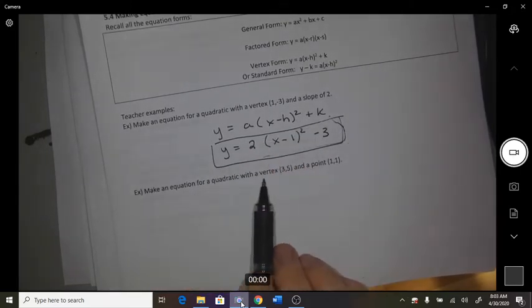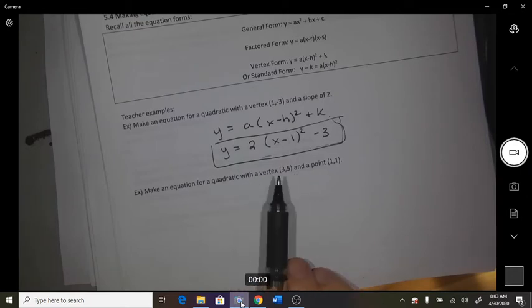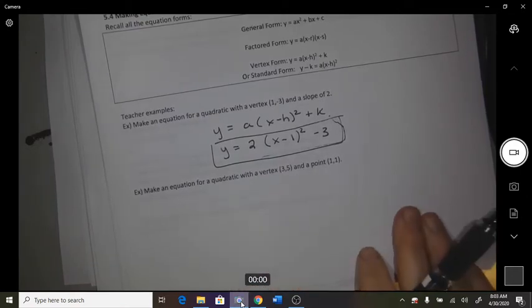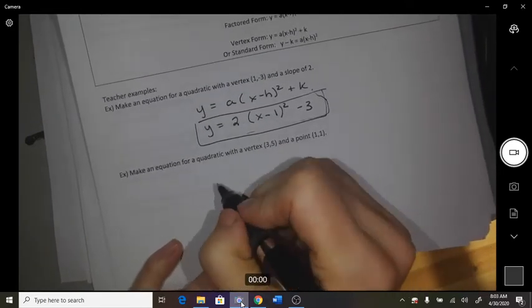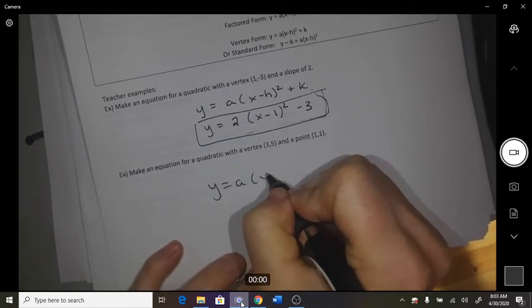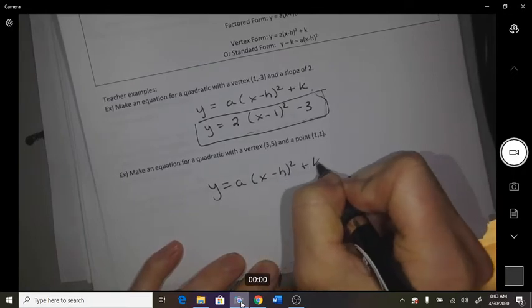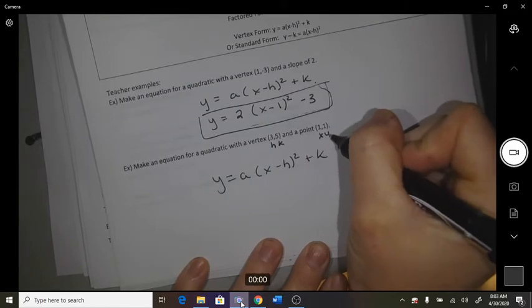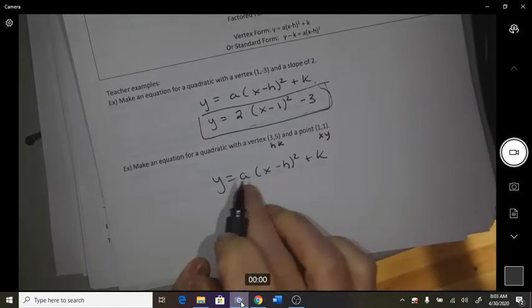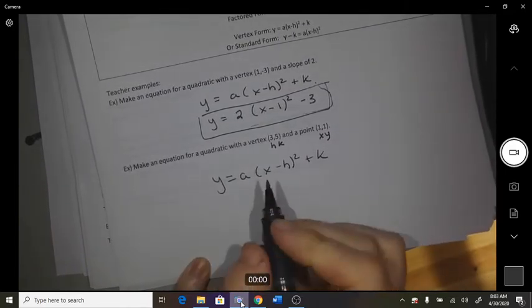Make an equation for a quadratic with a vertex and a point. Okay, so this time we don't know the slope. So what we're going to do, I'm going to show you a few ways here. The vertex is your h and your k, and the point is the x and y. So you're going to plug all those in and determine the a.